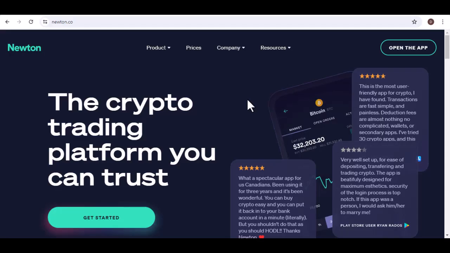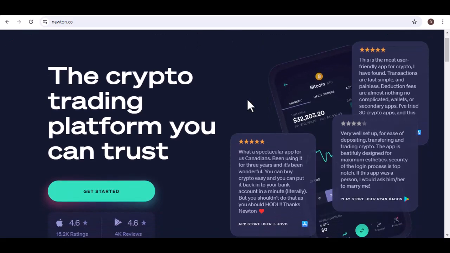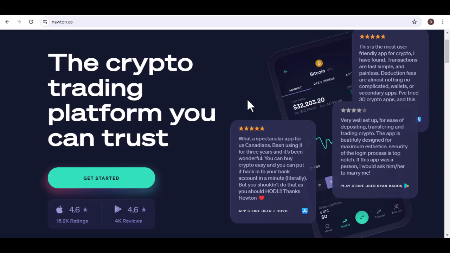Ever heard of a cryptocurrency revolution? Feels like there's a new one every other week, right? So, how do you know which projects are just hype and which ones have real potential?